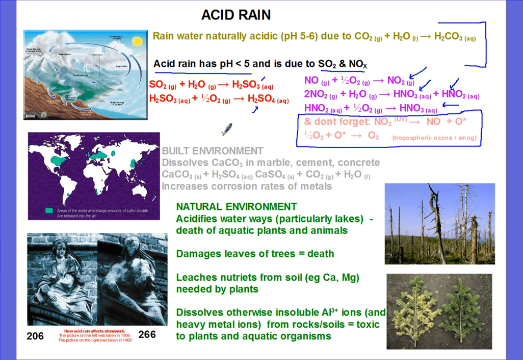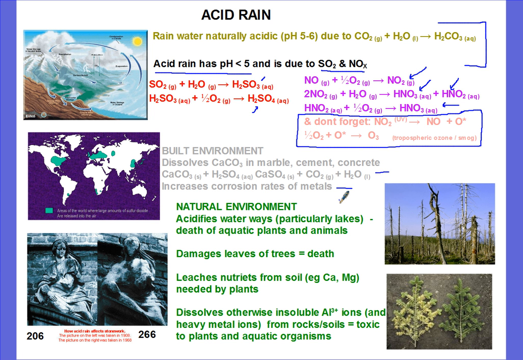Now acid rain has some pretty big problems on the built environment. First of all, it dissolves the calcium carbonate, which is the main component of marble, cement and concrete, which is a big part of our built environment, and there's an equation you can use there. It also increases the corrosion rates of metals. In our studies of shipwrecks, corrosion and conservation, we know that acidic conditions actually increase the oxidation rates of metals.